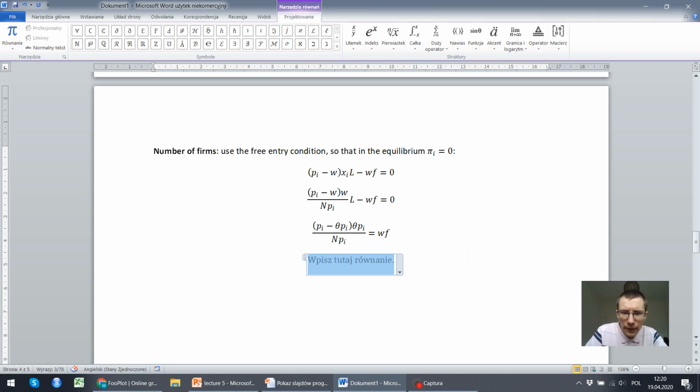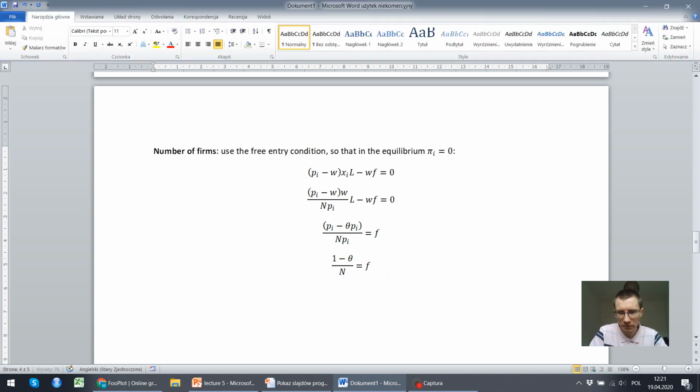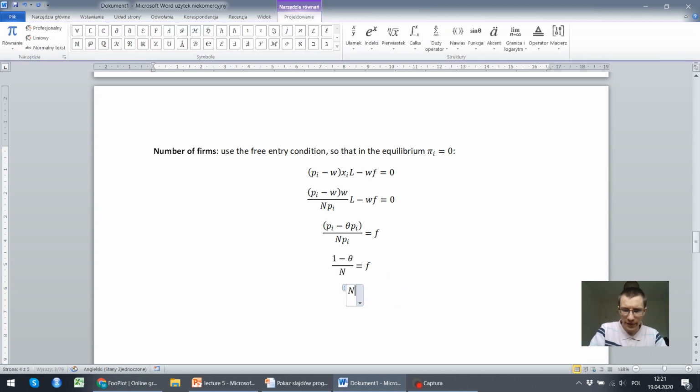All right. You know what? I don't have to substitute here for this W because we have W on the right hand side as well. So we will cancel out the W, this W with this W, and we will cancel out the P's. Okay. So we will be left with 1 minus theta in the numerator, and in the denominator equal to f. Remember that both theta and f are the parameters of the model, which means that we have the equation for our endogenous level of firms.